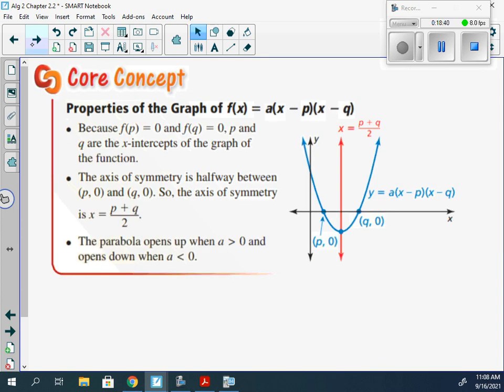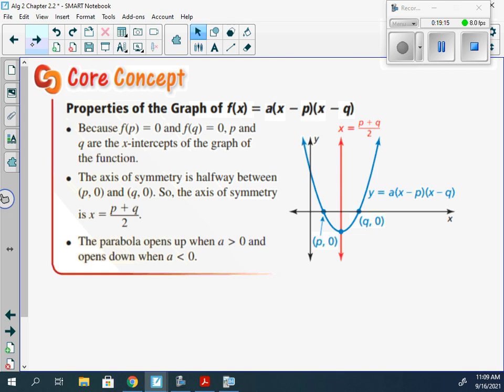Now this is the last one that we're going to look at. F of x equals a times x minus p times x minus q. This is the intercept form of the equation. The reason we call it the intercept form is because f of p and f of q both give us 0 for the function. It's where it crosses the x-axis. So p and q are the x-intercepts of the graph of this function here.